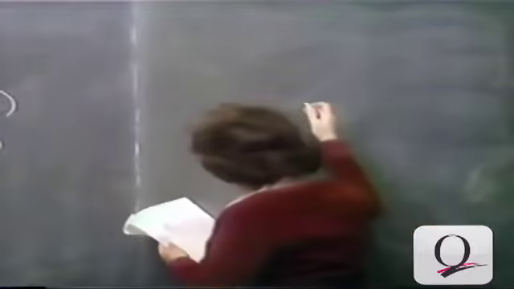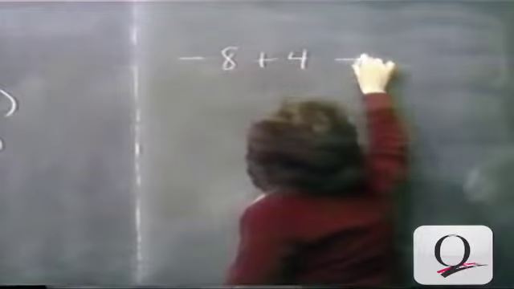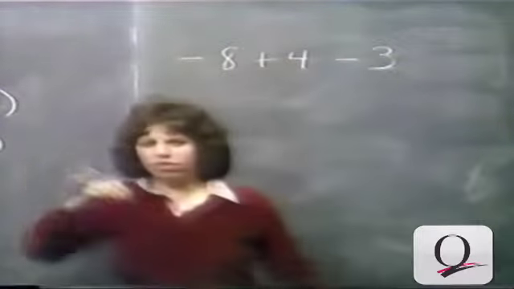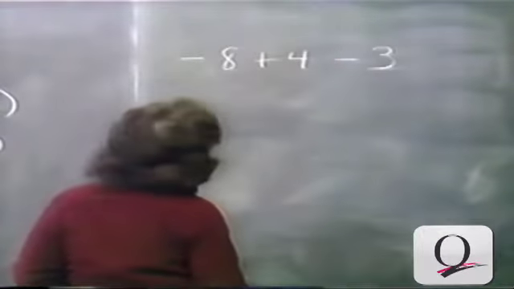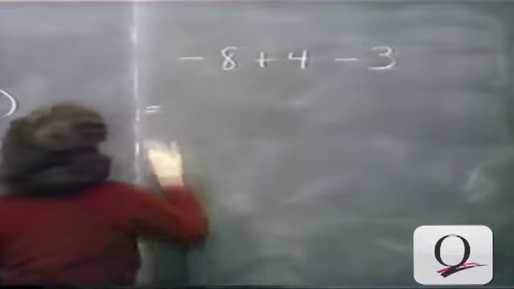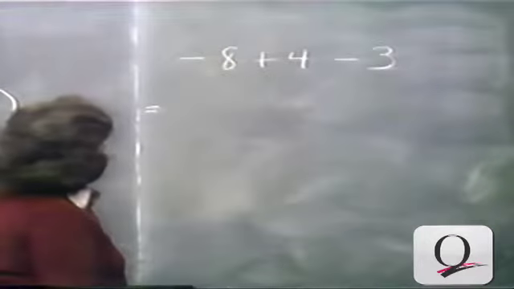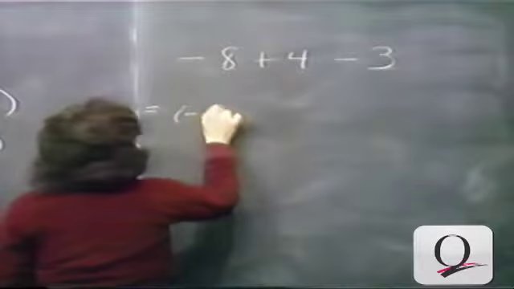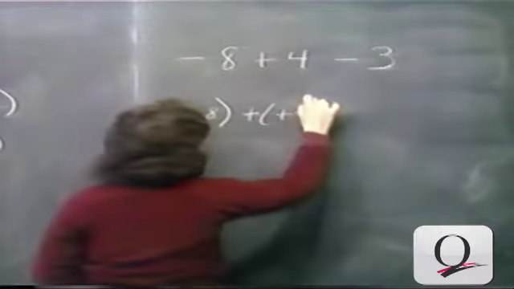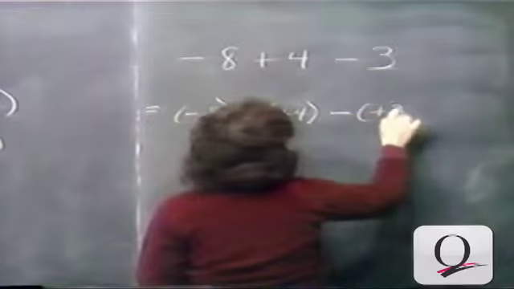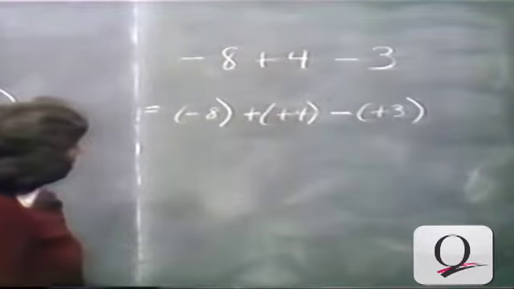We can also use these rules for adding or subtracting more than two numbers. If you have, say, minus 8 plus 4 minus 3, we could have additions and subtractions mixed up together. Okay, now let's interpret this. Minus 8 plus 4 minus 3. This must mean the number minus 8, we will add to it plus 4, and then we will take away a plus 3.